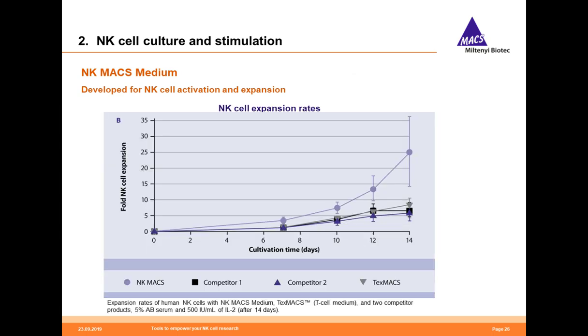So let's look at the data. Let's say that you start with isolated NK cells, and you want to expand them. If you're using our media, you can get up to 5 times more NK cells compared to our T cell media, the TexMax, or other competitors that are really not NK media. They are mainly formulated for other types of cells like stem cells. So this is really nice data, and I have received a lot of feedback from customers saying that they also get very similar results.